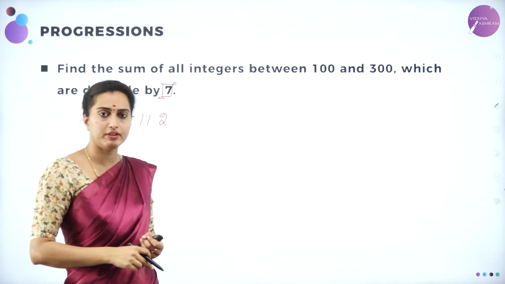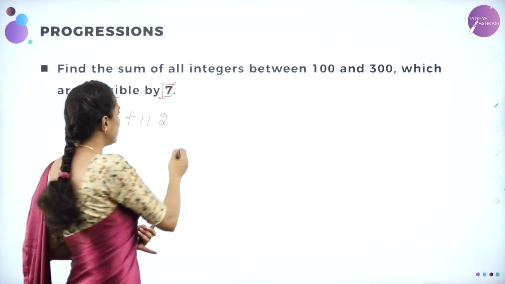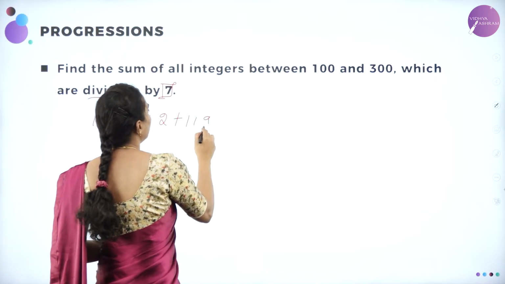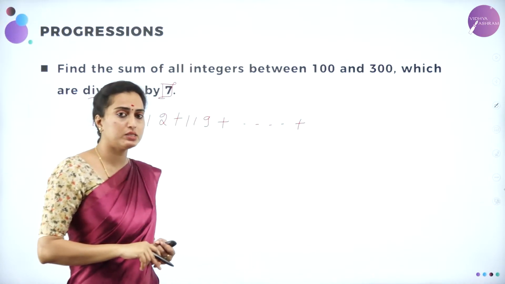What is the difference you are having? The difference is 7. So you can add 7 to get the third term, which will be 119. And what about the last term? It comes from 300. Is 300 divisible by 7?